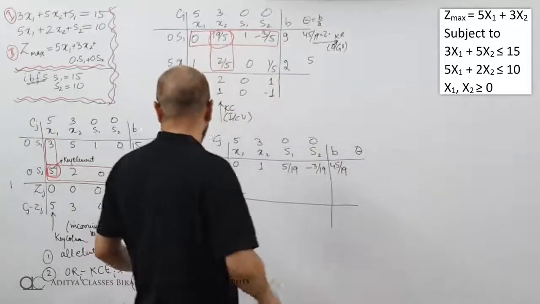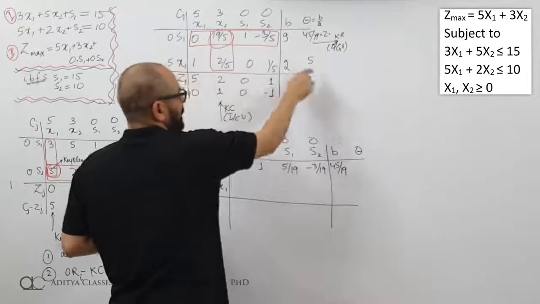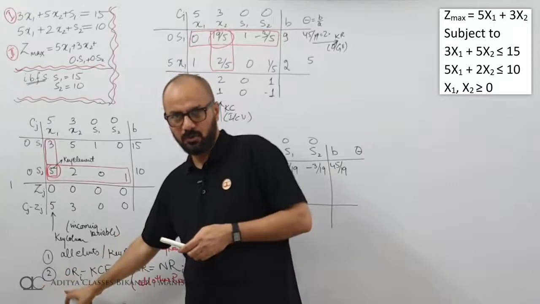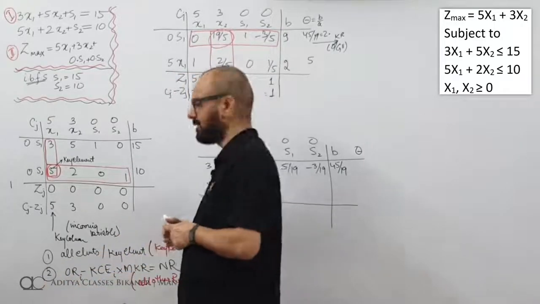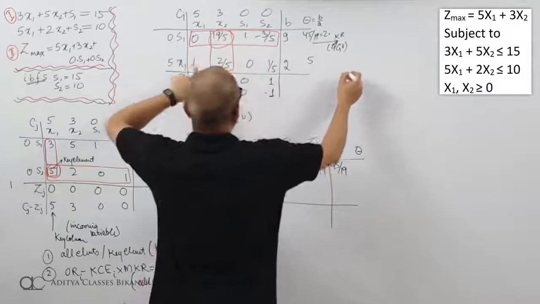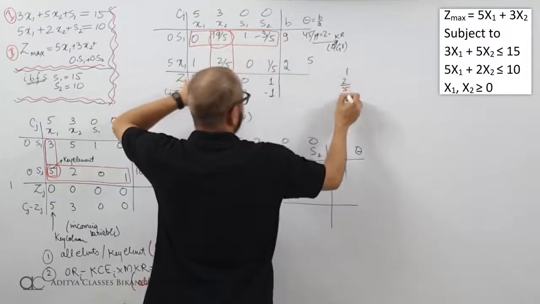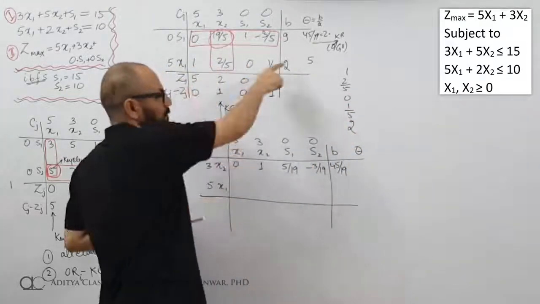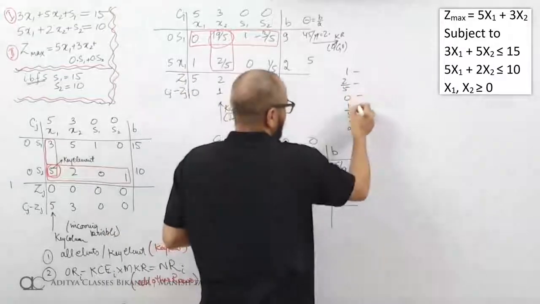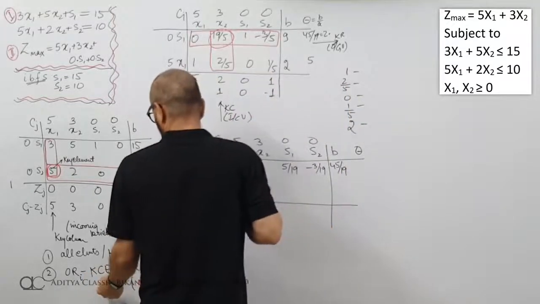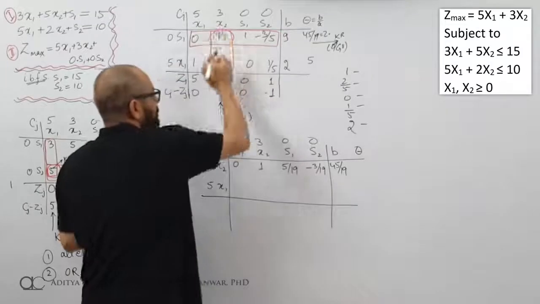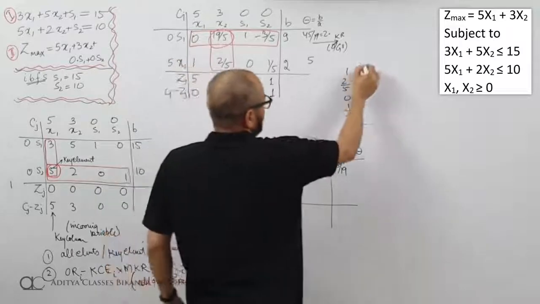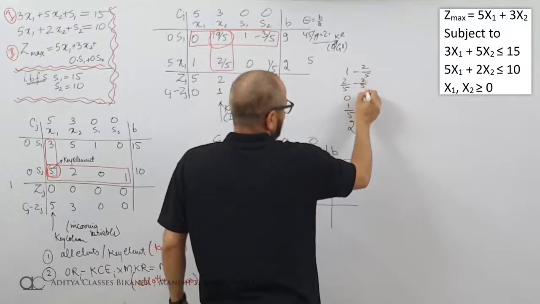Now I need to transfer the other rows. Which is the other row? The second one is the other row. What is the rule? Old row 2 minus key column element 2 multiplied by the modified key row. This is my old row 2: 1, 2 by 5, 0, 1 by 5 and 2. Minus key column element 2, because I am talking of the second row, so I will take the second element. This is 2 by 5.